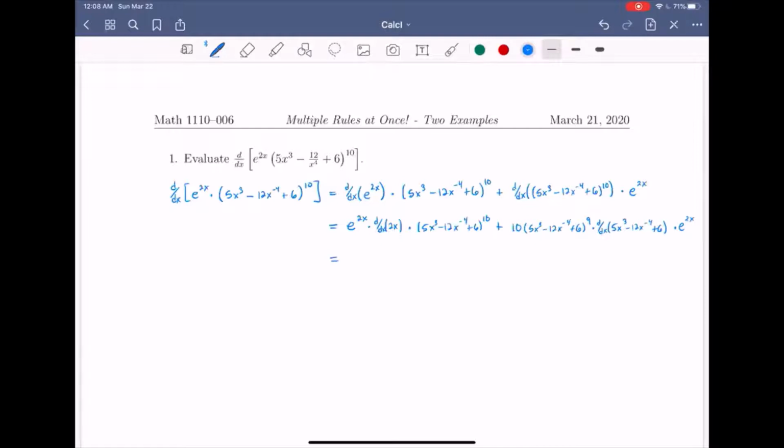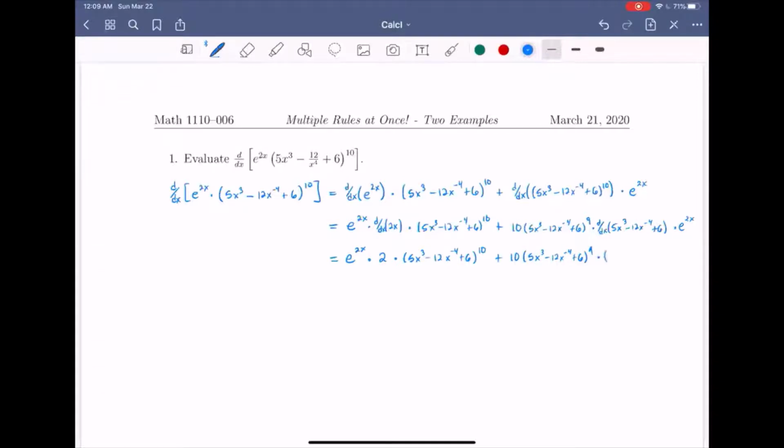All right, in the last step now, I just have the derivative of some polynomial-like things here. We've got e to the 2x times the derivative of 2x, which is just 2. We still have this expression here, 5x cubed minus 12x to the negative 4 plus 6 all raised to the 10 plus. Then on the second half here, we have 10 times the inside stuff to the 9. All right, now what's the derivative of all this? Well, you can just use the power rule on all of it, even the one with the negative exponent, because we showed that the power rule works when you have a constant times x to the negative exponent.